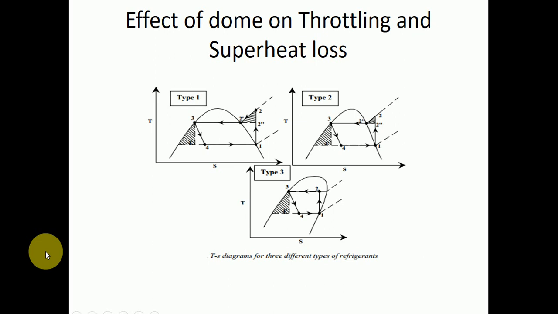So this is actually the effect of throttling and superheat loss on different dome types, but I will not explain the types of refrigerant. In the next lectures inshallah I will explain, but our main focus is on how to compare the actual and Carnot compression cycle.